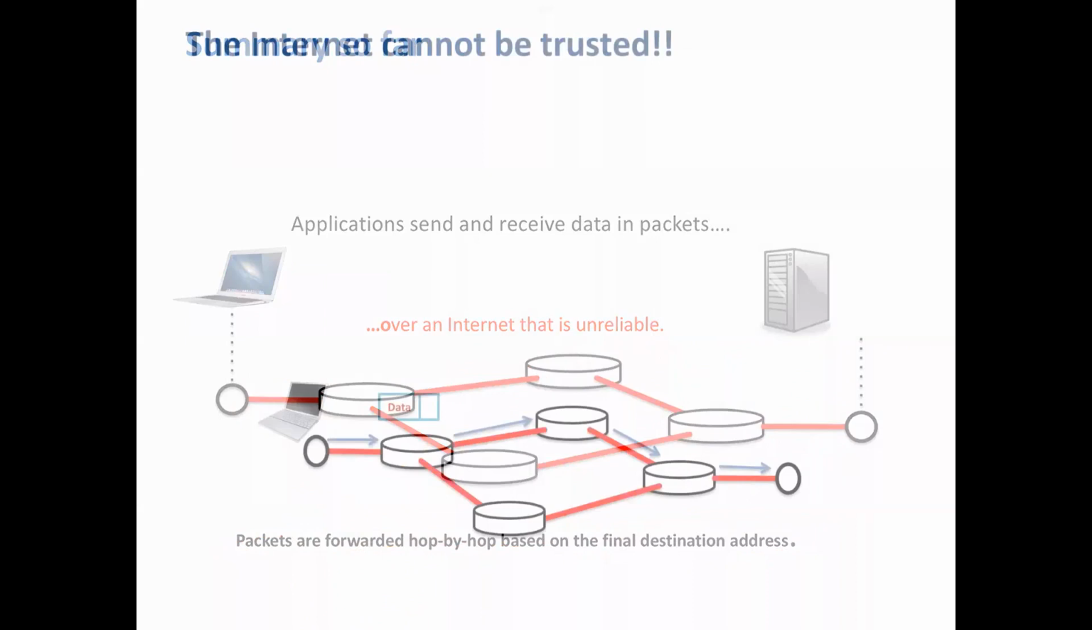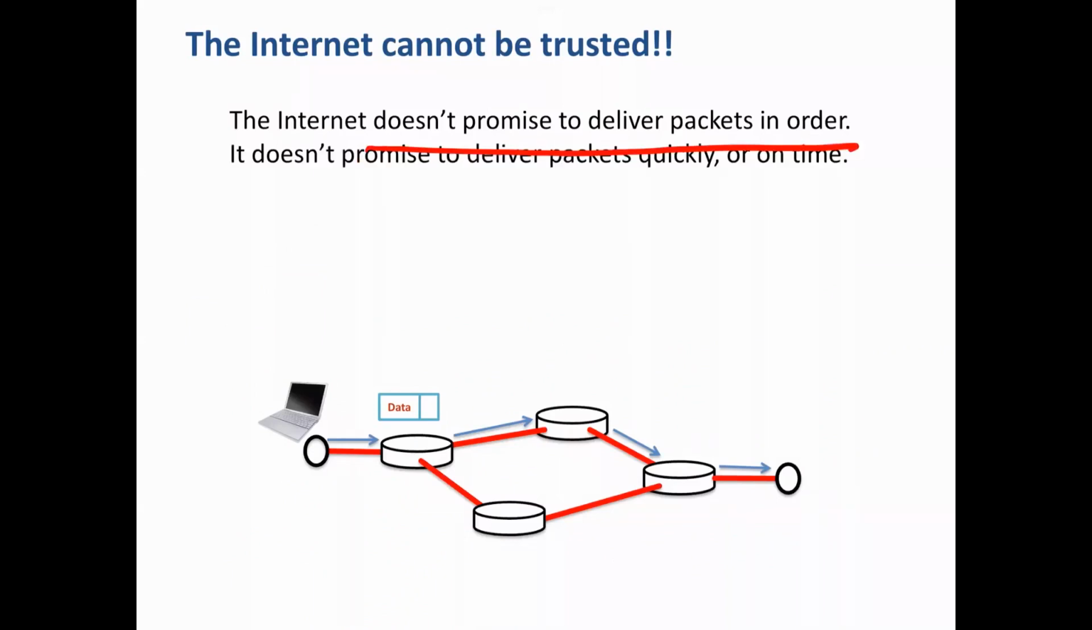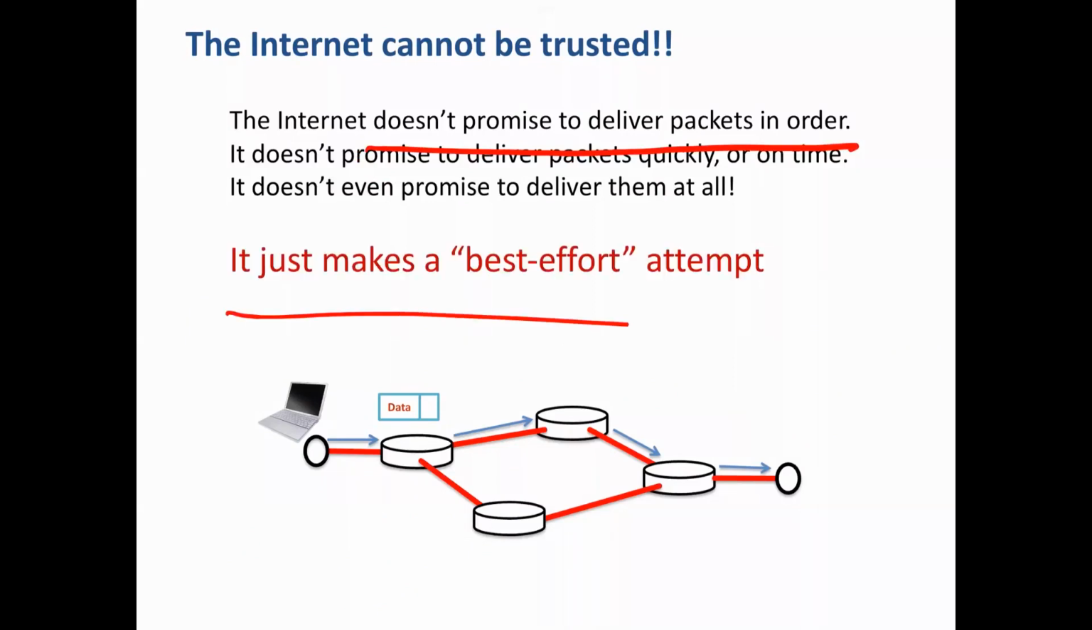So the internet cannot be trusted because it does not promise delivery of packets in order. It does not promise that packets will reach quickly or on time, or even promise delivery at all. As we have seen in the 3 cases, a packet may be lost, it may be duplicated, it may reach out of order, or it may take a huge time, because if each node has a buffer, then it will take a lot of time, right? So it just uses best effort delivery.